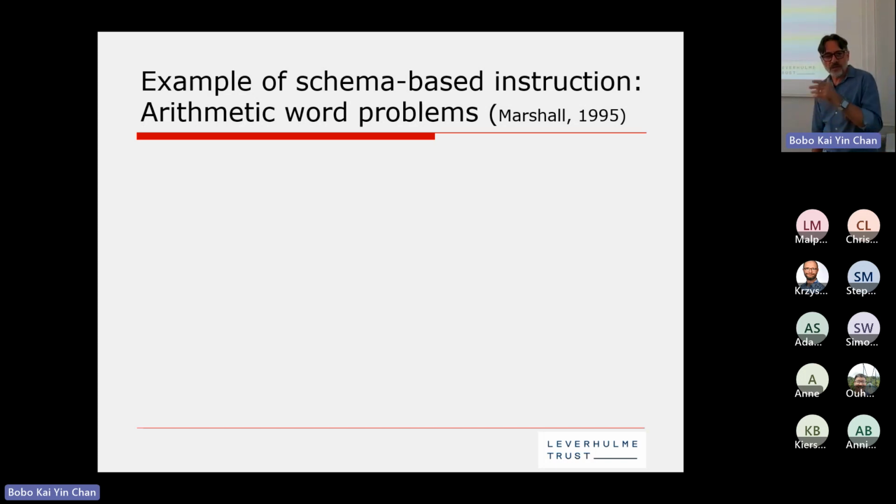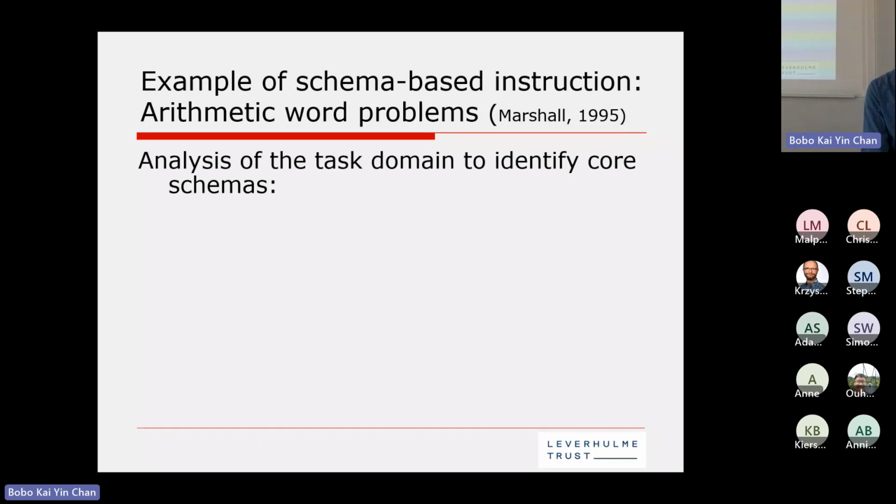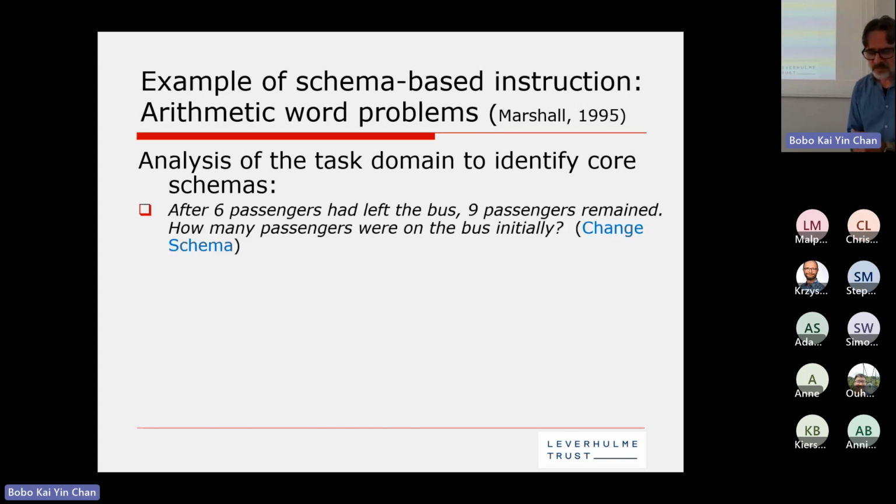So I'm not revealing anything here: schema-based instruction in arithmetic word problems, by Sandra Marshall, was a book written about the whole thing. And there are many similar attempts at identifying those schemas in this area, because it's a notoriously difficult area for students at the middle to high primary level, because the problems contain text, everyday situations, and you must come up with a solution.